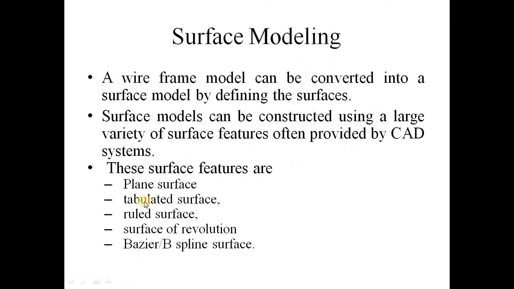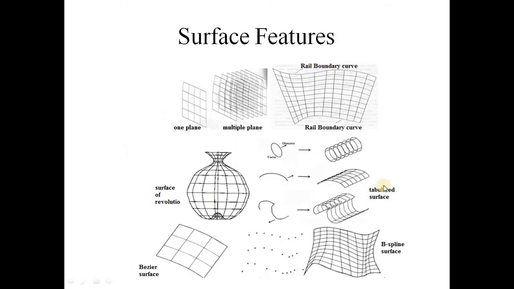Next is a tabulated surface. So if a circle or a curve is extended in a particular direction, then it becomes a cylinder. This is called a tabulated surface. Similarly, this is a curve. If it is dragged in a particular direction, then it becomes a curved surface. If this spline is dragged in a particular direction, then it becomes this type of surface. So these are called tabulated surfaces.